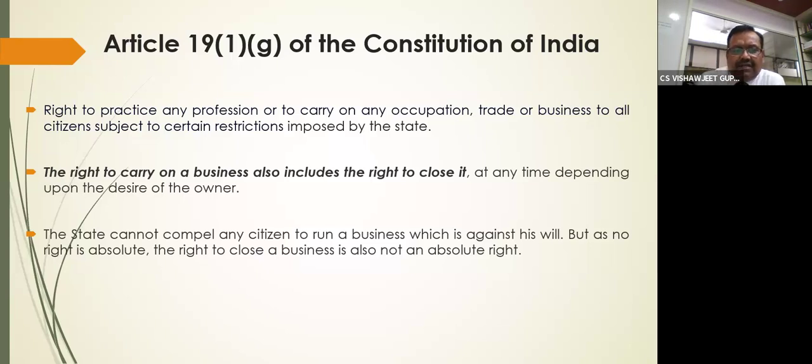This right to carry on the business also includes the right to close it at any time depending upon the desire of the owner. So the state cannot compel any citizen of India to continue any business which is against his will. But this right is not an absolute right. This right is subject to certain restrictions.